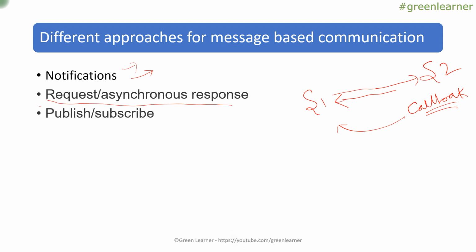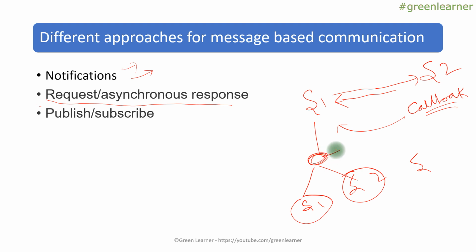Next in the category comes publisher and subscriber. Publish and subscribe means this service one is going to publish some messages to a message broker, and whatever number of services there are, whoever wants to consume those messages can consume them. It can be for one service or for two services. S1 doesn't care about that. It just publishes the message to the message broker, and any number of services can consume it. So this is the publish subscribe model of messaging.